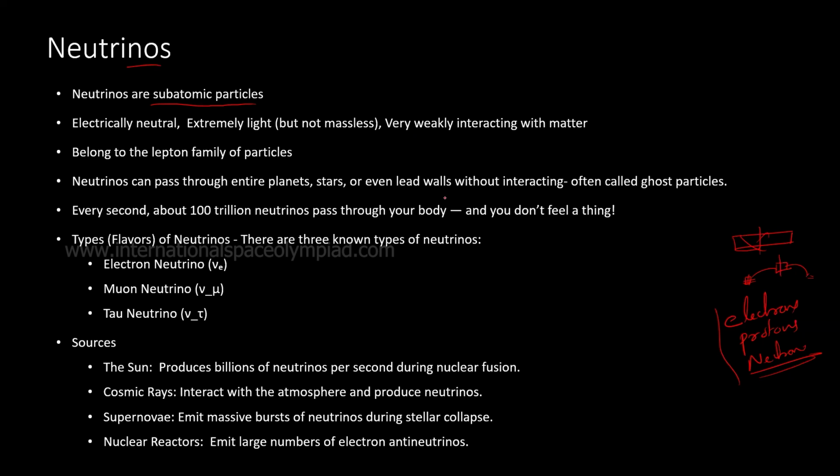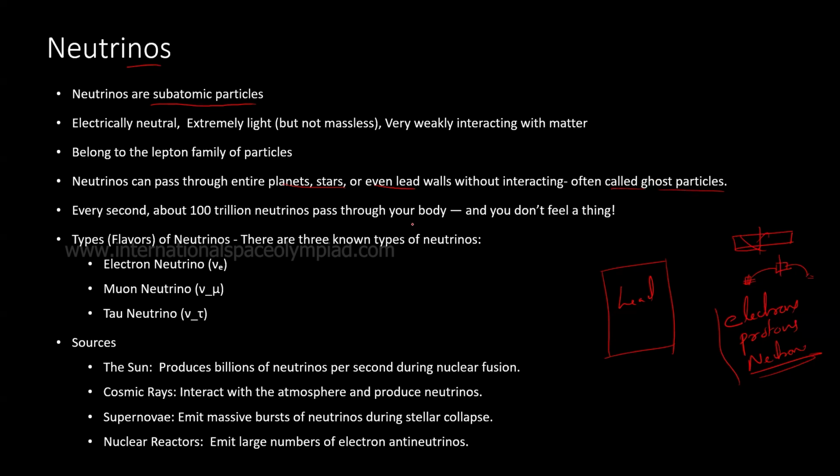Nothing can almost block a neutrino. Usually, to block particles or radiation, we can place a lead block. Lead is a metal. A lead block or big concrete will block them. But a neutrino can pass through lead walls, planets, and stars without interacting. Almost everything is transparent for neutrinos. That is why they are called ghost particles.